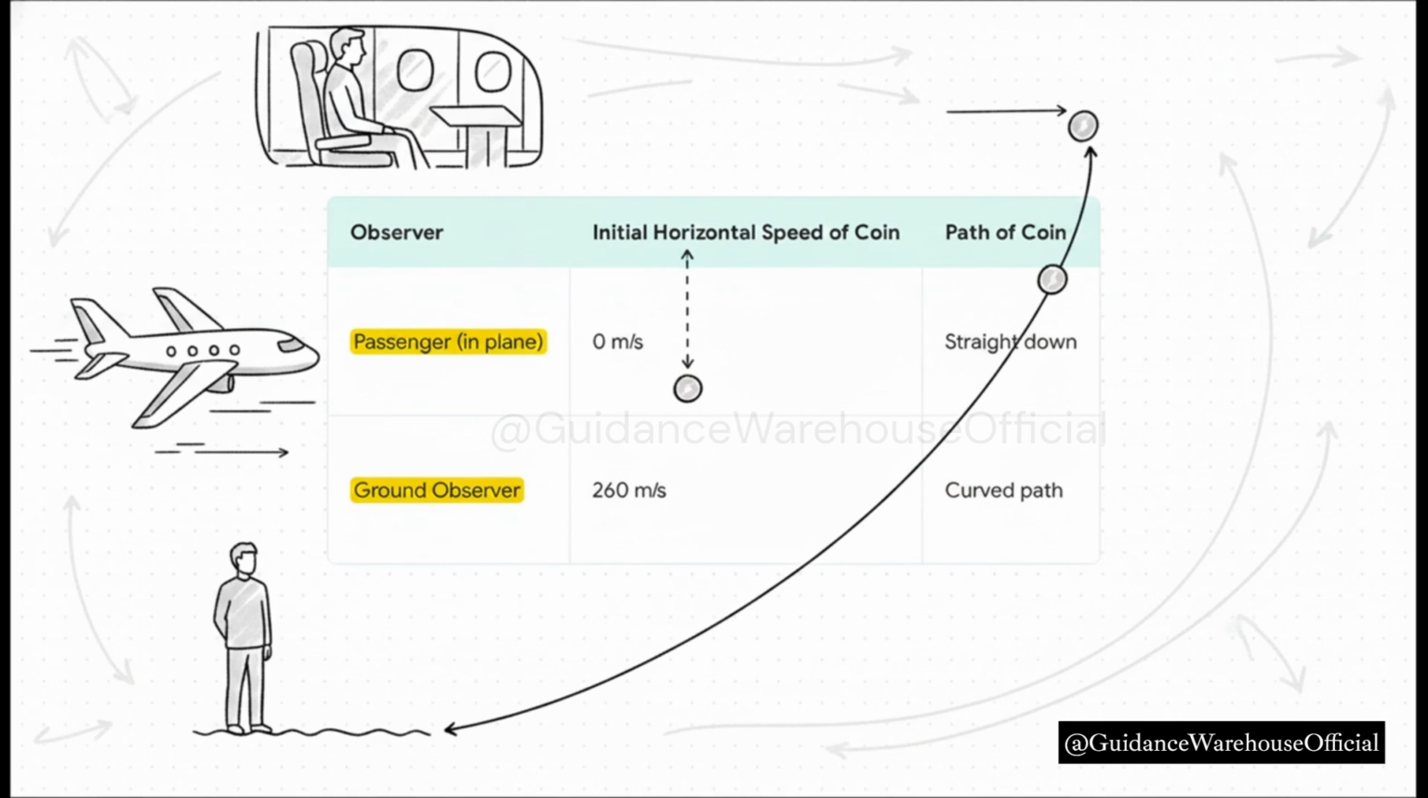To you, the passenger, your reference frame is the plane. You and the coin are in the same moving bubble, so it has zero horizontal speed relative to you. It just looks like it falls straight down to your feet. But for someone watching on the ground, whoa! They see a coin that was already fired forward at 260 meters per second, which then starts to fall. It would trace this huge, long, graceful arc through the sky.